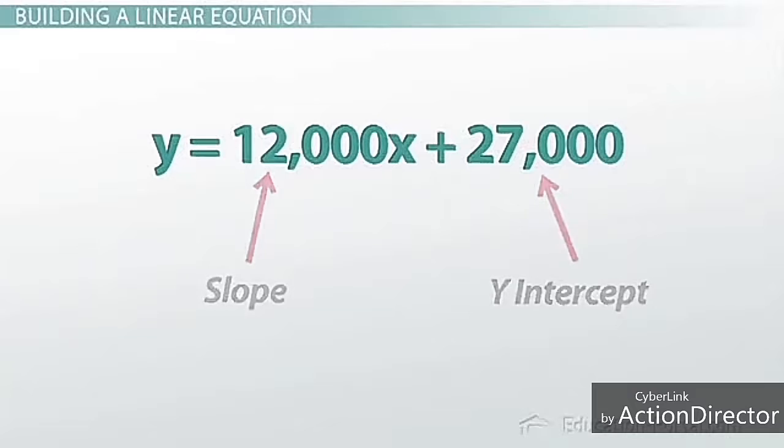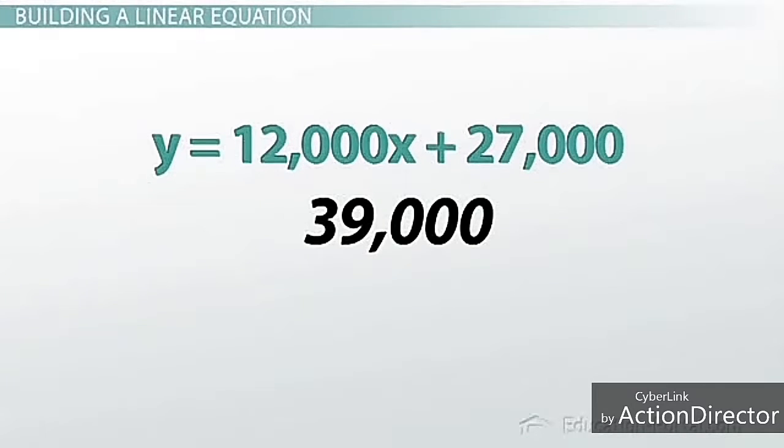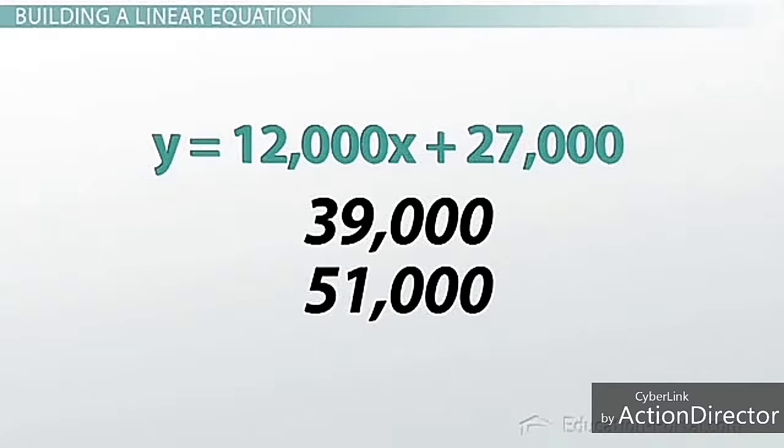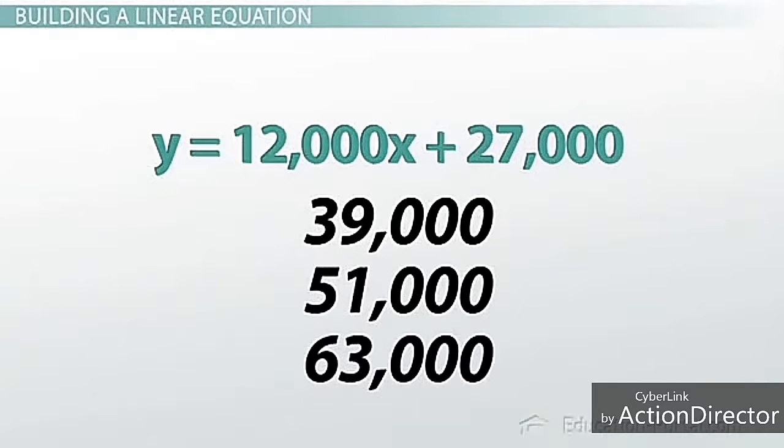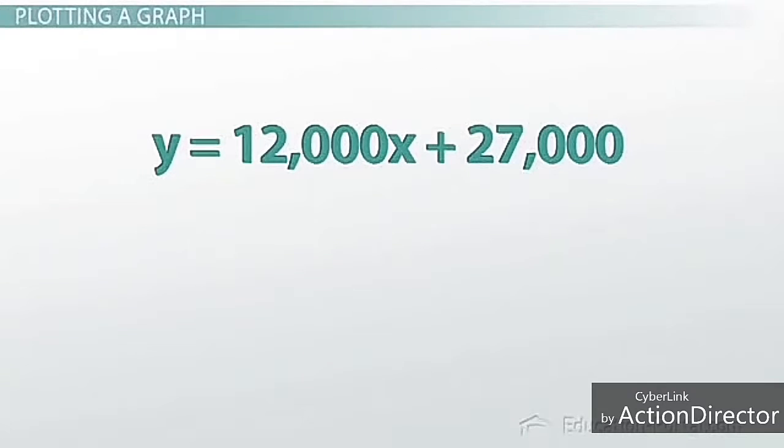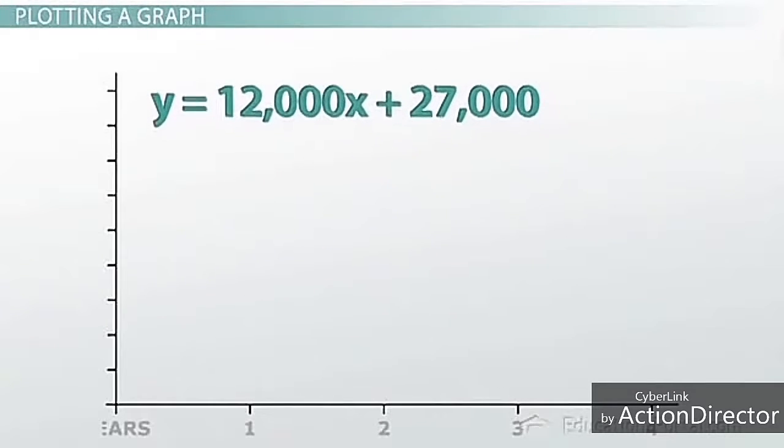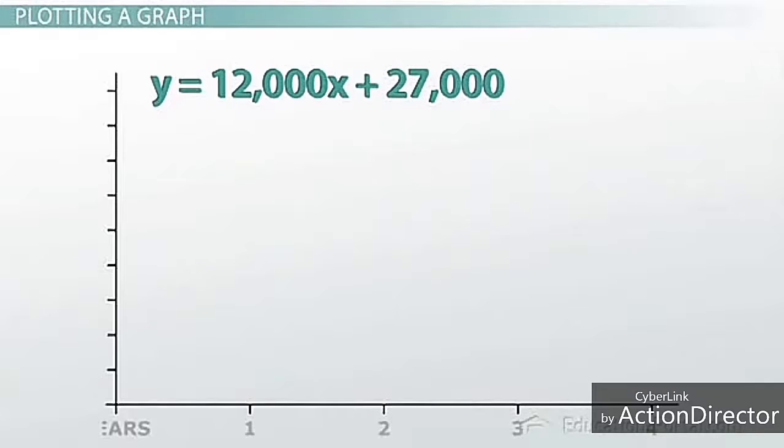So after year 1, it had 39,000. Then after year 2, it had 51,000. Then after year 3, it had 63,000, and so on and so on. Drawing a graph of this linear equation can help us make a lot of predictions about what this pattern is going to do in the future. And it can also give us a better sense of the pattern that might not be quite so easy to see just from looking at the numbers.